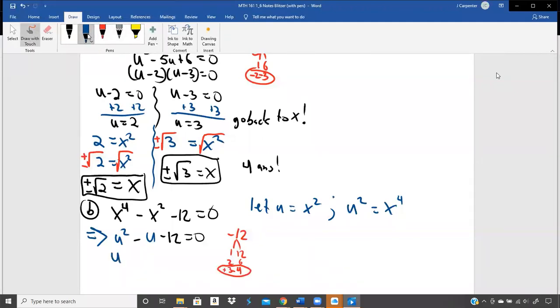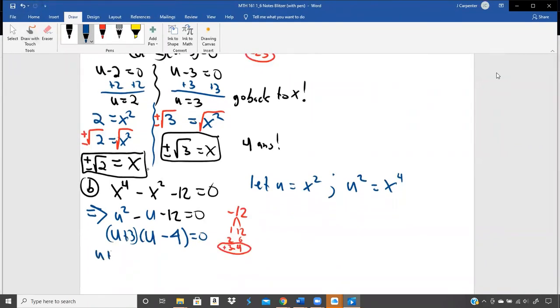So the factored form is u plus 3 times u minus 4. That looks awful because my u's and 4's look similar. Let's be a little more careful. U minus 4, we'll go with that style 4, equals 0. Set each of these equal to 0, you'll get u plus 3 equals 0, and you'll get u minus 4 equals 0. Now that one looks like a 9. I know you wish you had a teacher with better handwriting.